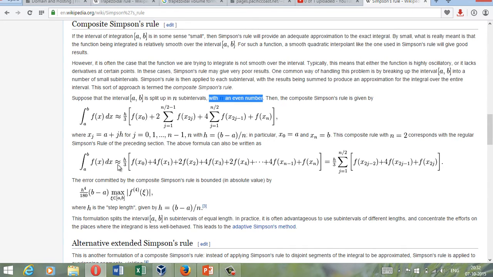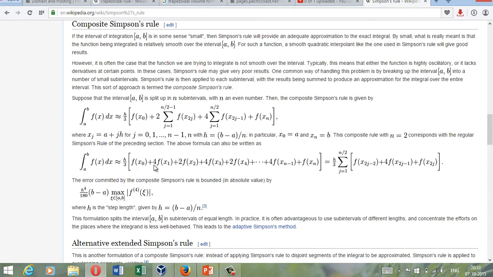So you will get the formula as h by 3, where h is the width of the interval. Say you divide a to b into n intervals, and the width of the interval will be given by the magnitude of a minus b divided by n. That is the difference between these limits divided by n. So that would be your h. And f of x0, where x0 is your initial limit, f of xn, where xn is your final limit b, and x1, x2, x3 can be evaluated.